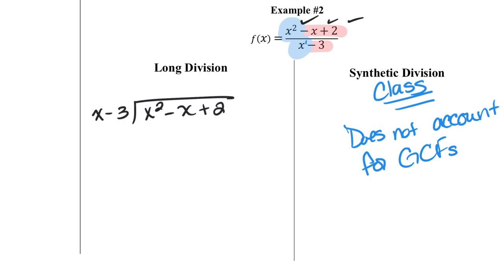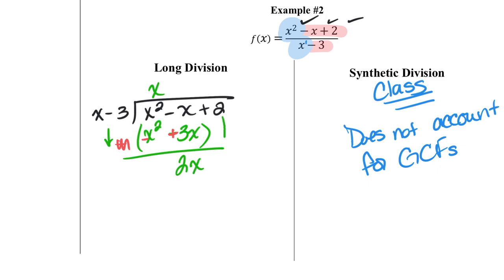What do I multiply x by to get an x squared? I multiply by x, or x times x gives me x squared. X times minus 3 gives me minus 3x. I take the difference, I distribute that negative sign in so it disappears. That way I can add and subtract straight down. X squared minus x squared is nothing. Negative x plus 3x is 2x. Bring down my next term and do it again.